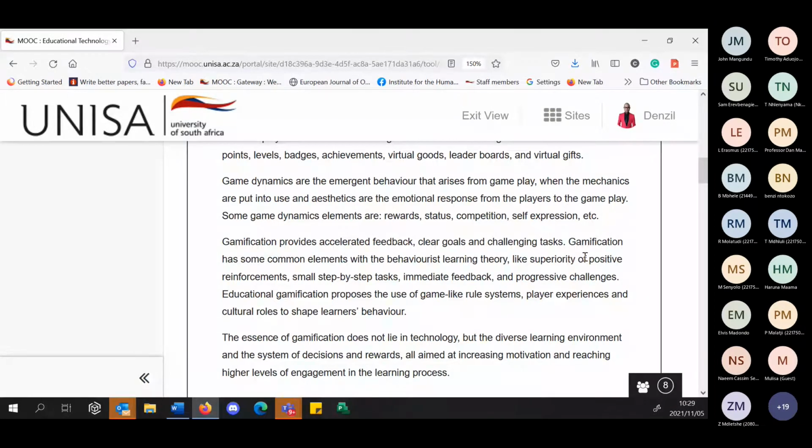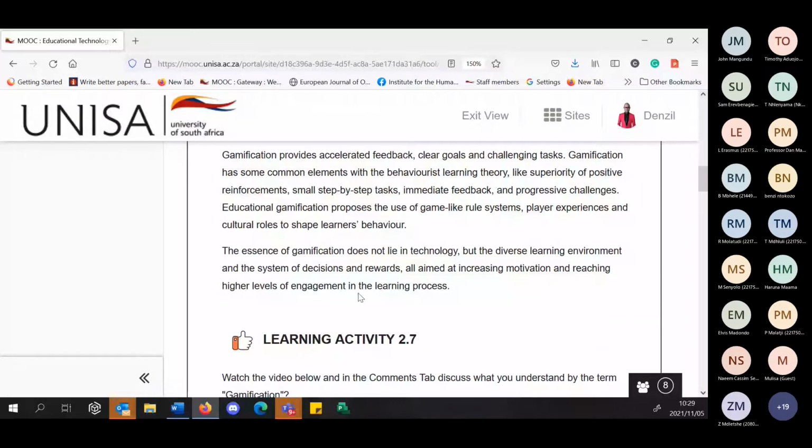And the essence of gamification does not lie just in technology, but in the diverse learning environment and the system of decisions and rewards. And this is important: the learning decisions and rewards that aim to increase motivation, reaching higher levels of engagement in the learning process. That motivation to climb higher, that motivation to move higher as part of this.